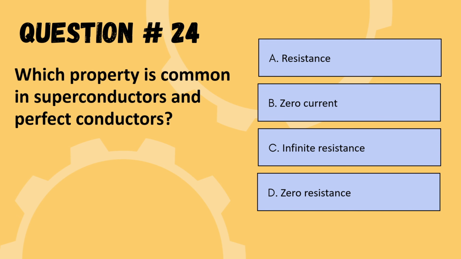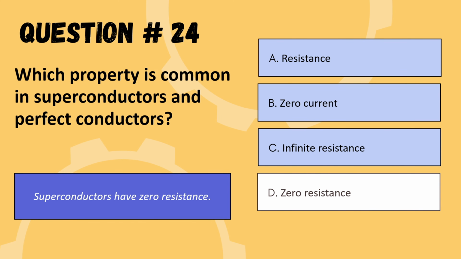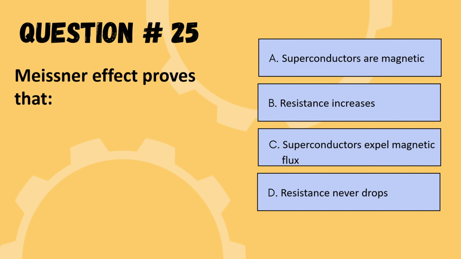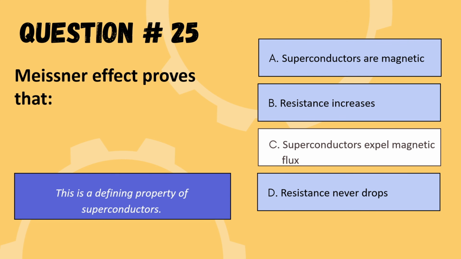Next question is: which property is common in superconductors and perfect conductors? Options are resistance, zero current, infinite resistance, or zero resistance. So the correct option is option D, zero resistance. So we are moving to the next question. Next question is: Meissner effect proves that, options are superconductor and magnet resistance increase, superconductor expels magnetic flux, resistance never drops. So the correct option is option C, superconductor expels magnetic flux. So we are moving to the next question.